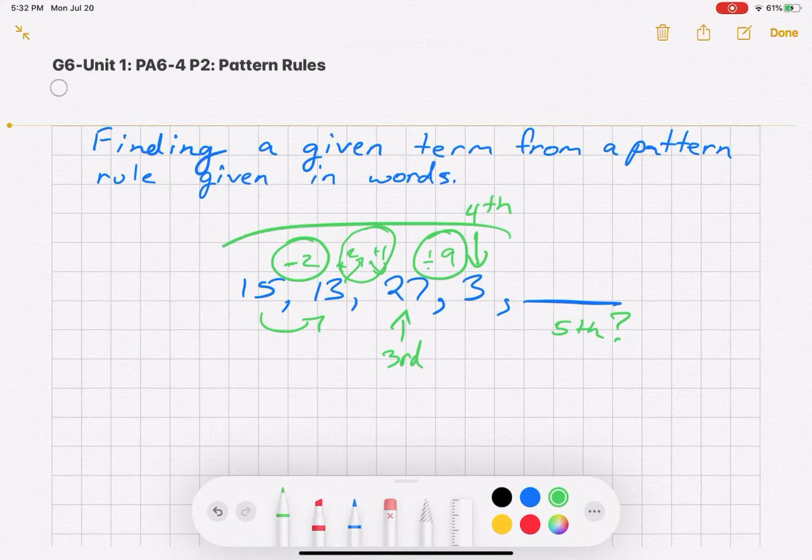Does this help us at all? No, there is no rule to the sequence that we've been able to find so far. There's nothing that's repeating. Okay, so it's important that we figure out what is repeating, what we're using over and over again first.